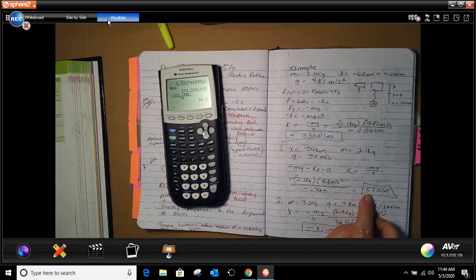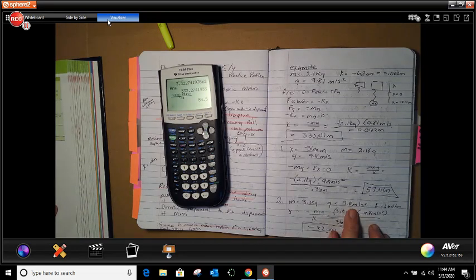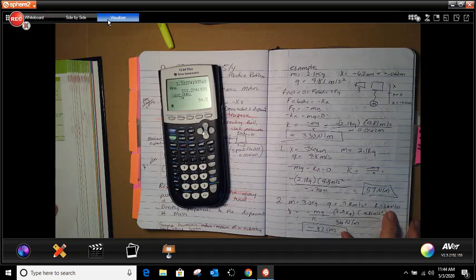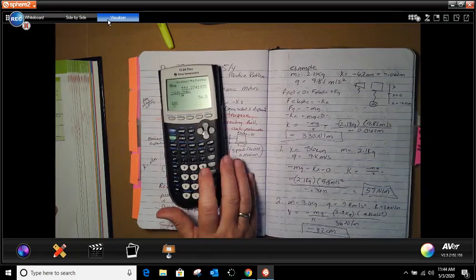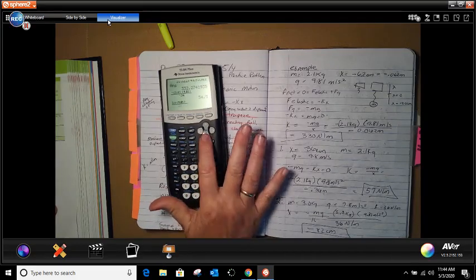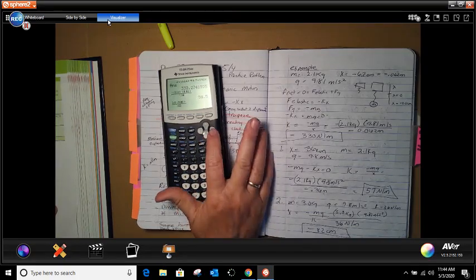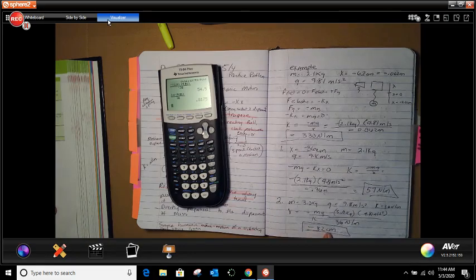Then the next one tells us that we have a 3.0 kilogram mass, 9.81 meters per second squared, and a spring constant of 36 newtons per meter. For this one, we do 3.0 times 9.81 divided by 36, and we should get 0.81. But if I went ahead and changed that, I changed it to a negative 0.82 centimeters because I rounded it up.